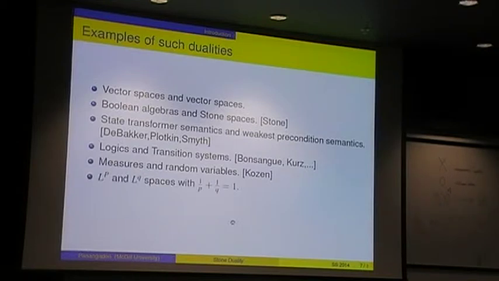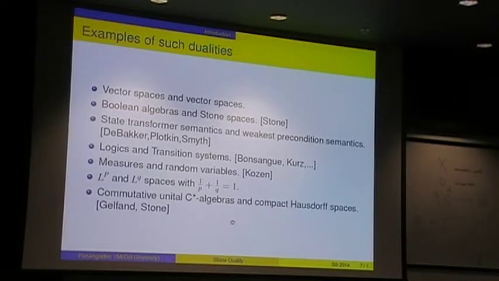In functional analysis, there's a kind of duality between L^p spaces and L^q spaces, with a certain simple arithmetic condition between the p and q. And finally, we have a connection between commutative, unital C-star algebras and compact Hausdorff spaces. So this is a lot of words, but this is what I will explain at some length tomorrow.